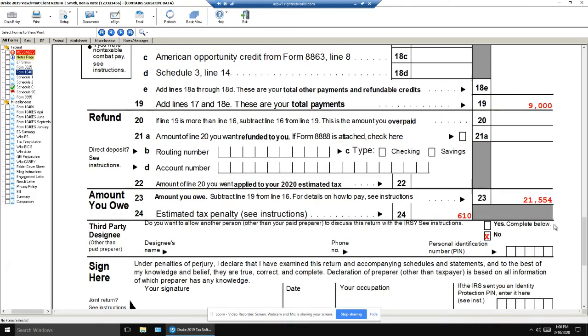One is down here where it says amount you owe. That's of course an important amount. Another thing is the line right below it. If you have a tax penalty, why do you have a tax penalty? Maybe you need to be making estimated tax payments.